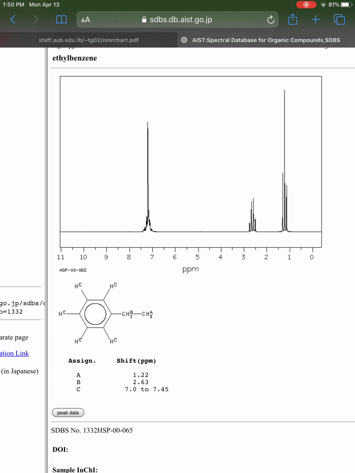All right. And then you have 2 other signals here. You have signal B, which is the benzylic group of H's, and you see signal B is 2.63. Signal A, which is the methyl group, is going to be at 1.22. So as you're getting further and further away from that aromatic field, you're getting a weaker deshielding effect, and the signals move further upfield.